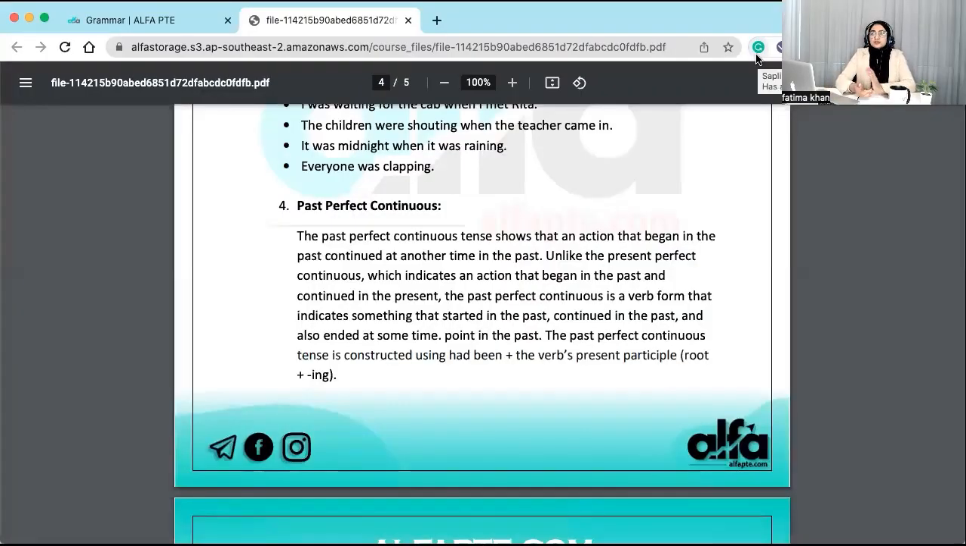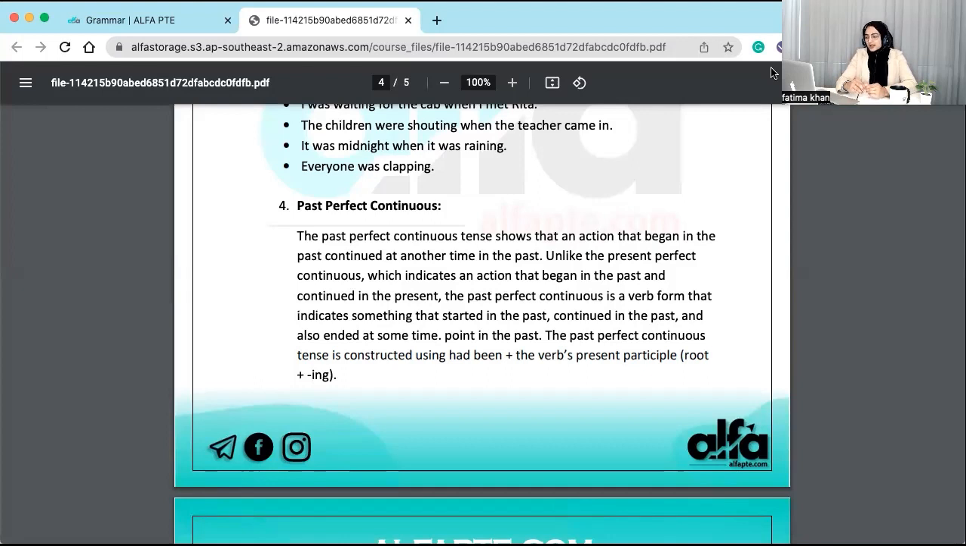So we also use it with until. Like for until, we can say I had been living with my parents until they moved to a retirement home. Okay, so the formula is the subject had been, then verb plus ing. To show something as past perfect continuous, you have to put subject, had been, doing something, going somewhere, verb plus ing. Okay.